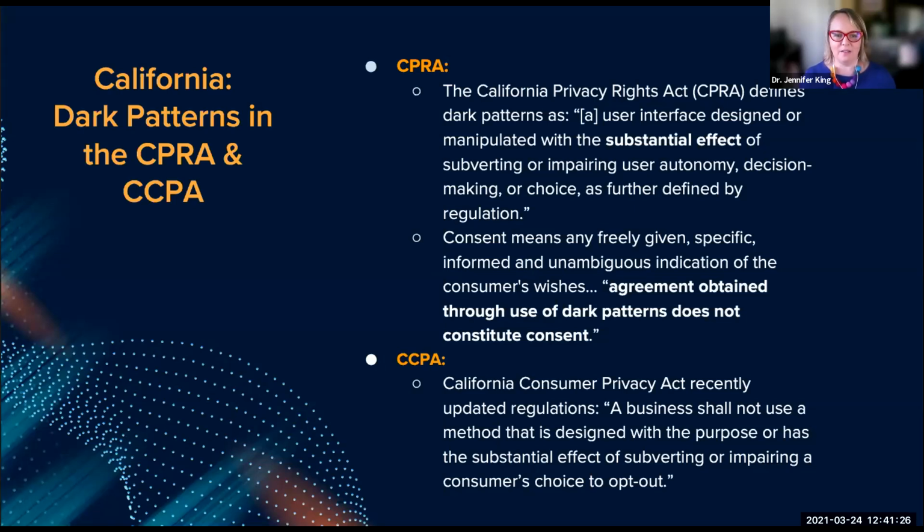The CCPA context is very recent. Those regulations were just approved last week, and they were refined specifically around this do not sell process that I've provided some examples of so far. And that's very narrowly tailored toward the business shall not use a method that is designed with the purpose or has a substantial effect of subverting or impairing consumers' choice to opt out. And so if you go through that regulation, there's a handful of examples of things that the Attorney General's office would not like to see companies do.